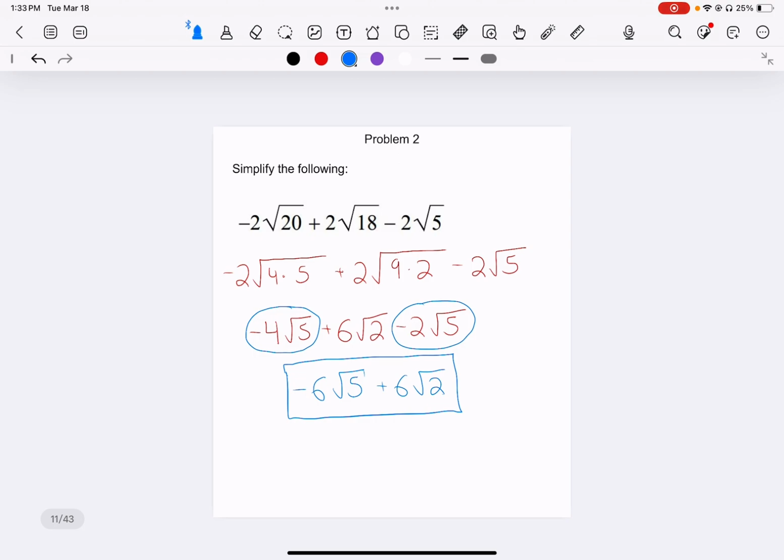You do not always have to fully simplify and combine all the terms, because if the radicals are not the same, then I cannot combine them.